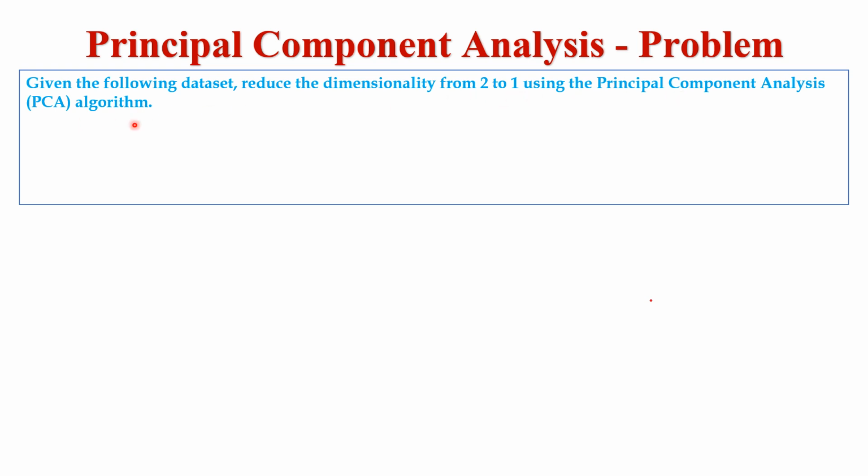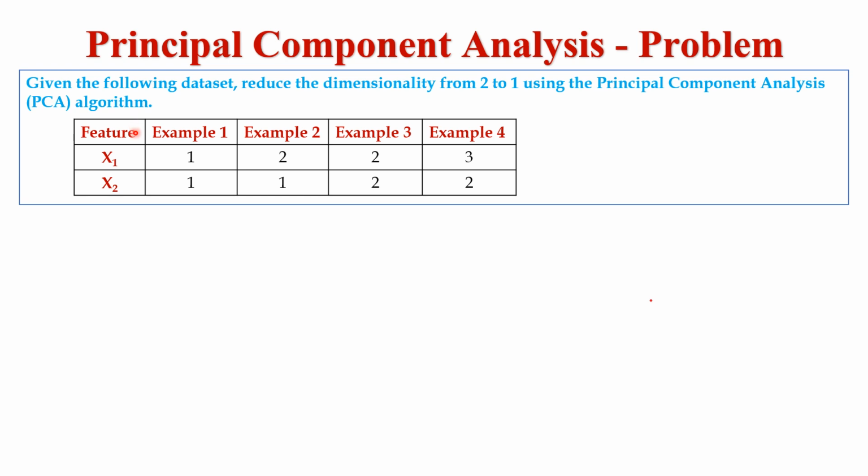that is the PCA algorithm. The data set consists of examples 1, 2, 3, and 4, and it holds the features x1 and x2. So the data set is represented in a two-dimensional graph. We can see here that the first point is (1, 1), the second point is (2, 1), the third point is (2, 2), and the fourth point is (3, 2).